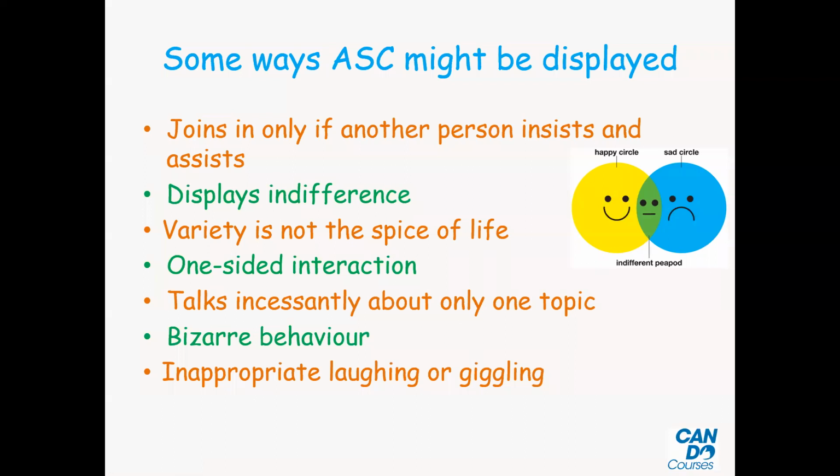They don't like variety in the normal sense of the word. So where we might say, just for a change, we'll do this today, well, that is not going to work well for your pupils. One-sided interaction means they might talk but aren't listening.